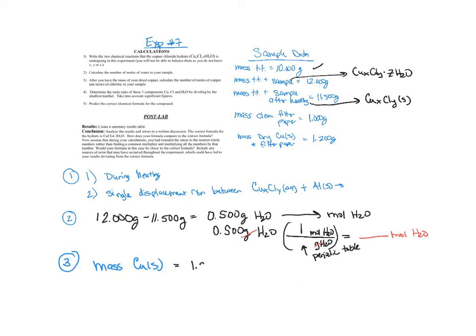So with my sample data set, you'll use your specific numbers from Canvas. Again, keeping track of sig figs, 0.200 grams of copper. And we're going to convert to moles of copper using molar mass from the periodic table as a conversion, just like we did for water, but for copper. And that will then give us moles of copper.